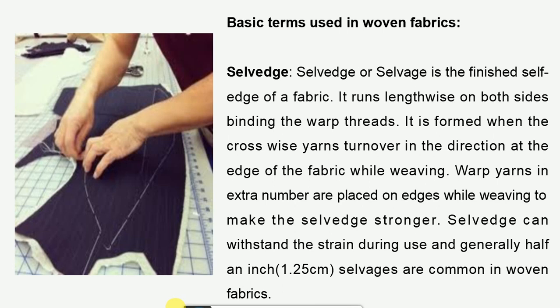Warp yarns in extra number are placed on edges while weaving to make the selvage stronger. Selvage can withstand the strain during use and is generally half an inch, 1.25 centimeters. Selvages are common in woven fabrics.